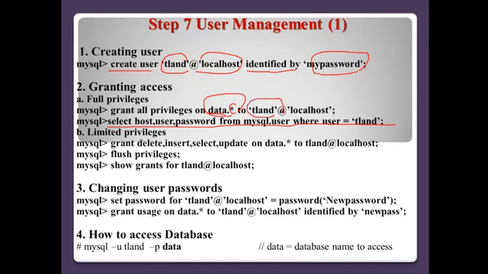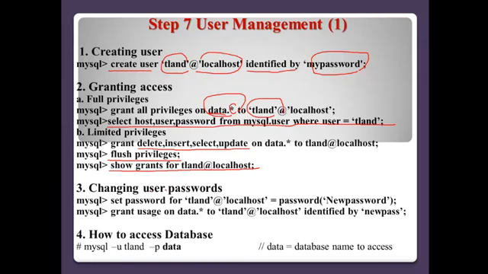B, limited privileges. GRANT DELETE, INSERT, SELECT, UPDATE ON data.* TO TLAN@localhost. In this case, I will only give the privileges like this: delete, insert, select, update. And after that, FLUSH PRIVILEGES to update the information. And after that, we can see the exact information with SHOW GRANTS FOR TLAN@localhost.